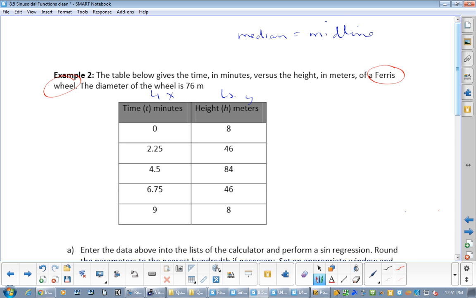You know those big cement things when you're driving through Edmonton, between you and the oncoming traffic? That is a median because it's right in the middle. So median, midline.